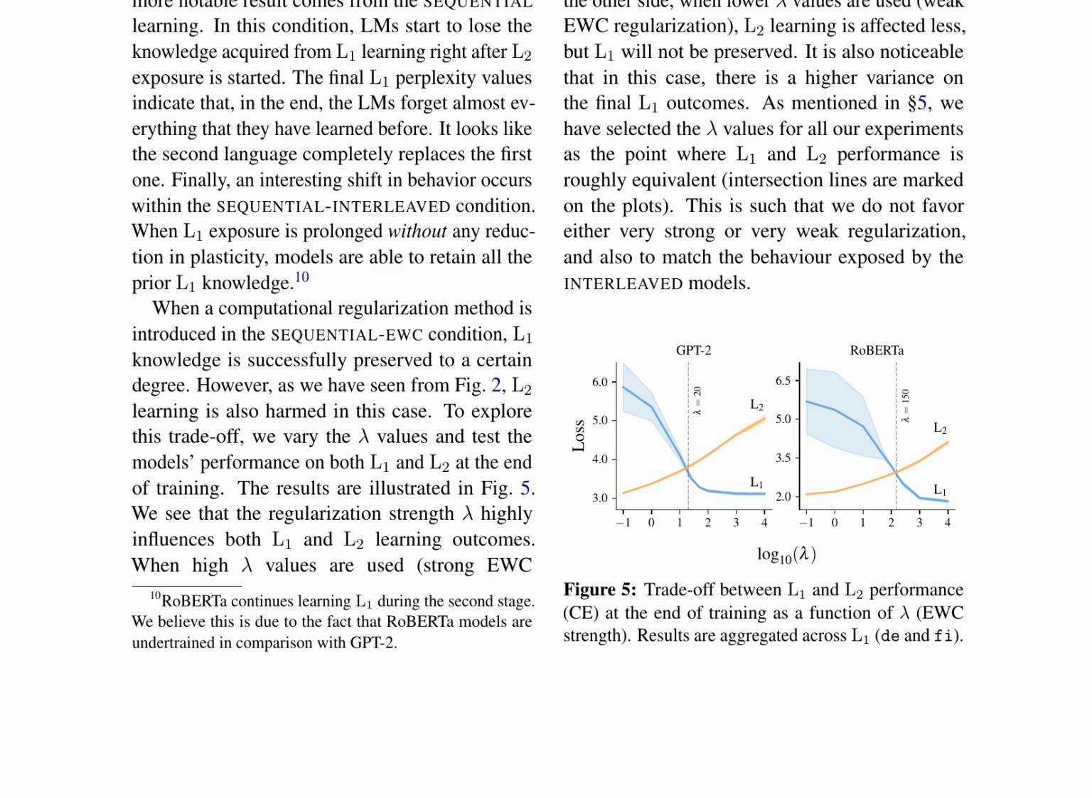The findings suggest that regularization strength lambda plays a crucial role in determining the balance between L1 and L2 learning outcomes. These results have implications for language learning model design, highlighting the need to carefully consider trade-offs between preserving prior knowledge and acquiring new knowledge in sequential learning scenarios. The experiments demonstrate that a balanced approach to regularization is necessary to achieve optimal performance in both L1 and L2.